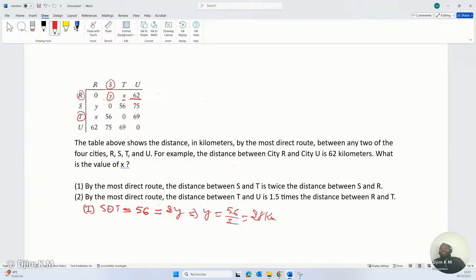But that's not the question, okay? The question is to find the value of X, not the value of Y, okay? What is the value of X? X is TR, okay? Or R and T. So this is sufficient.